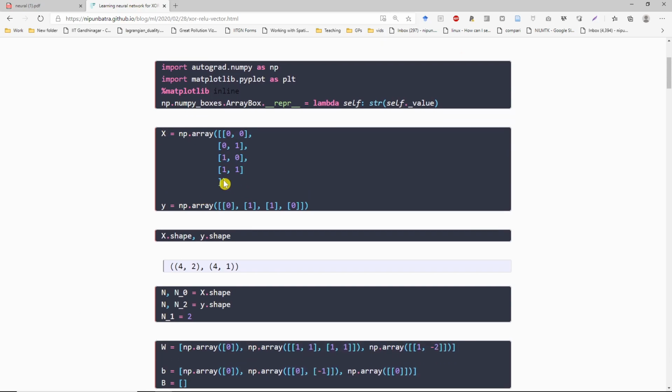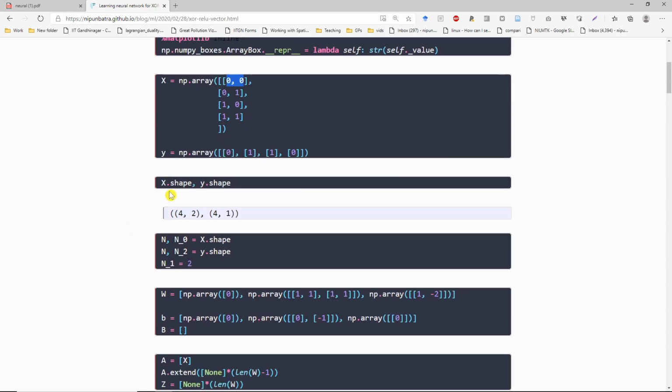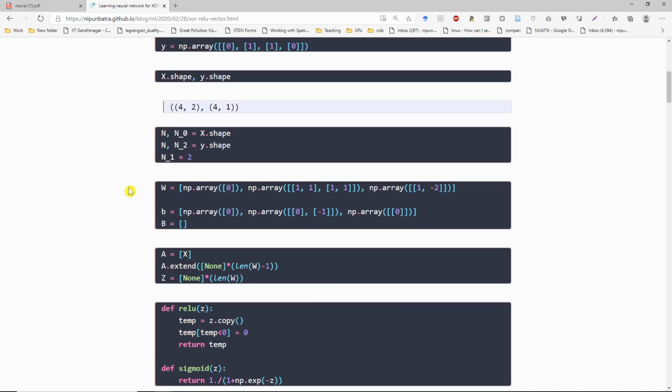I'm trying to solve this for the XOR problem. My X array looks like 0 0, 0 1, 1 0, 1 1, and my Y ground truth looks like, for 0 0 it's 0, for 0 1 it's 1, for 1 0 it's 1, and for 1 1 it's 0. If you look at the shapes of X and Y, they are 4 comma 2 and 4 comma 1.